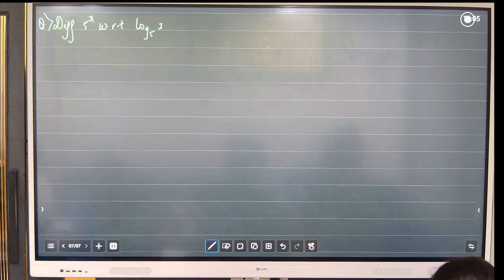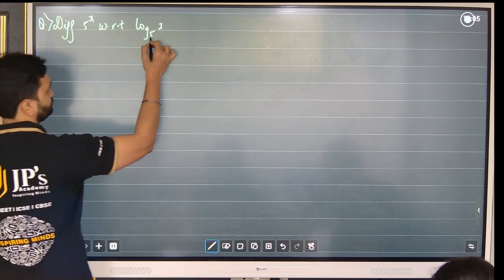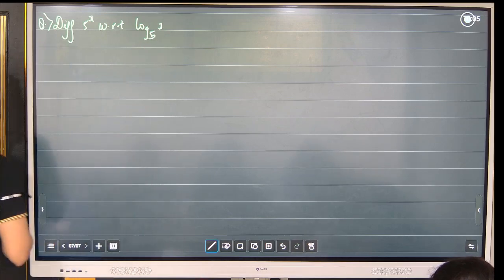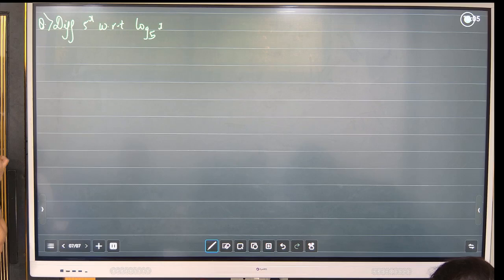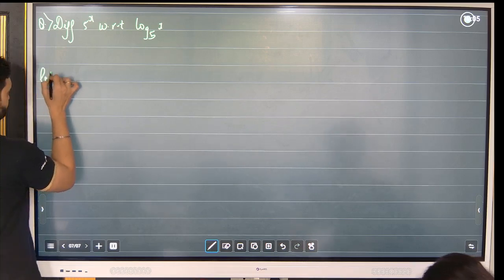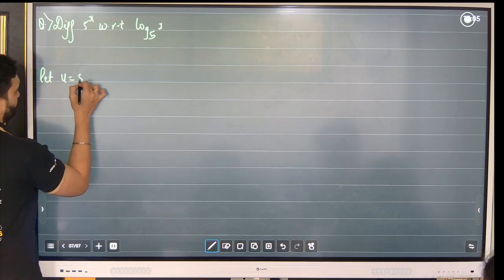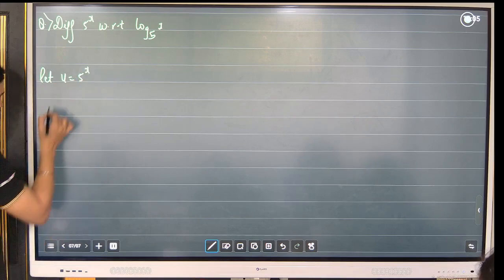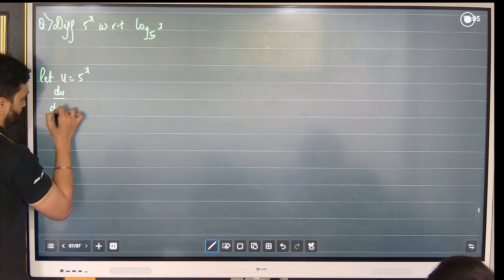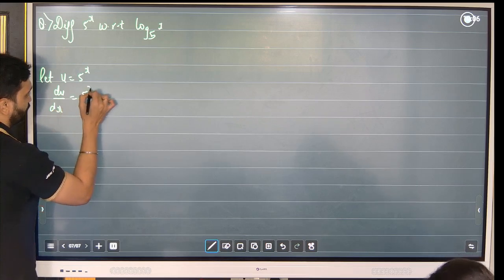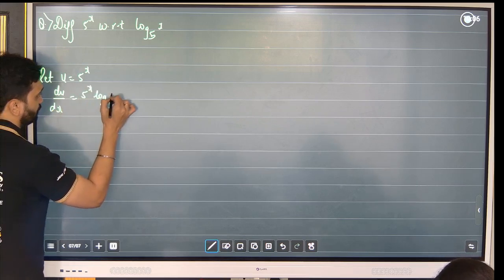Okay, the question says to differentiate the first term with respect to the second term. So what I'll do is let u is equal to 5 raised to x. du by dx will become 5 raised to x log 5.